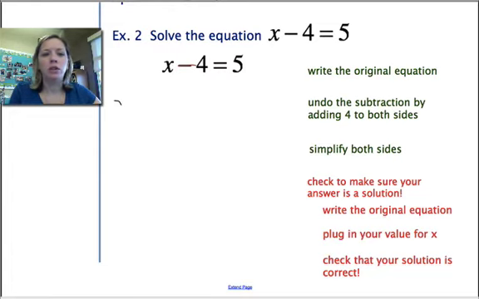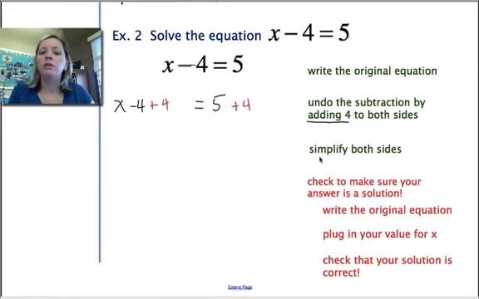So what we're going to do, I'm going to rewrite the left side, and I'm going to rewrite the right side. And I'm going to undo that subtraction with addition. Since I was subtracting 4, I'm going to add 4 to both sides of the equation, right? As long as I add the same amount, it stays balanced. Now we want to simplify both sides of the equation.